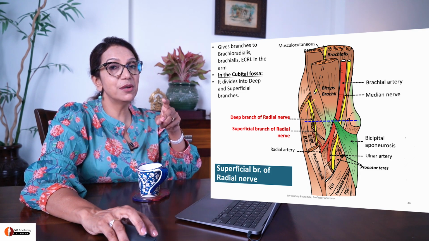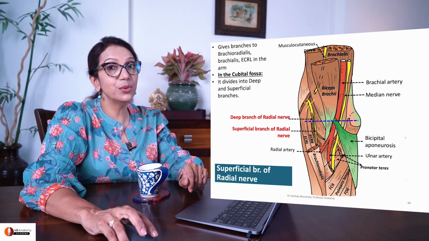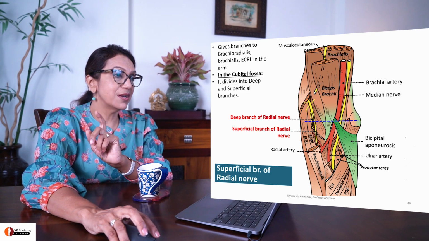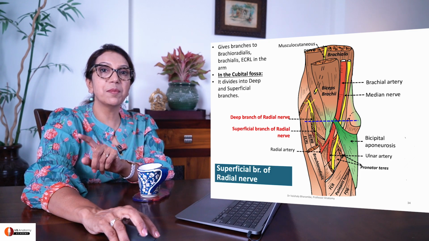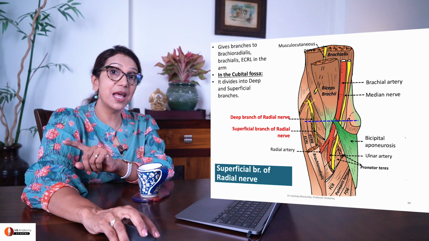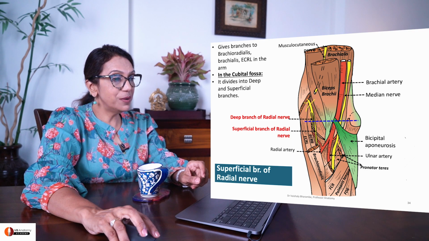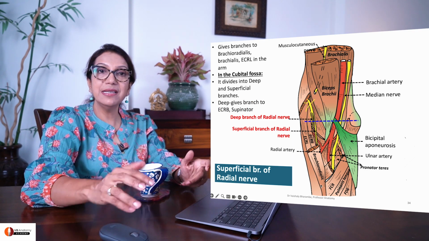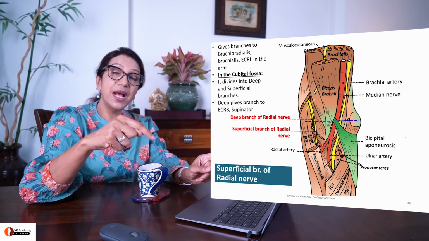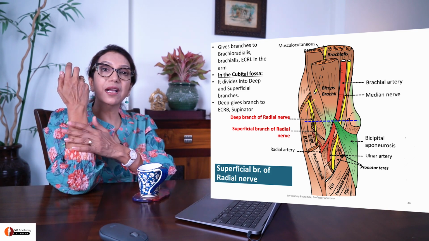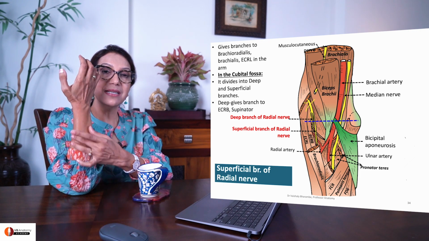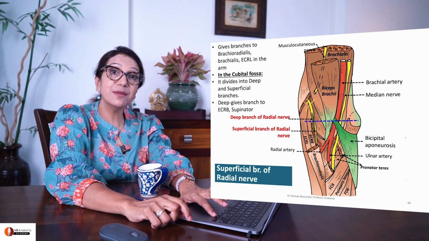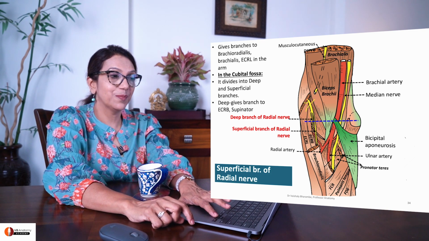Deep branch passes between two heads of supinator. What are the two heads? Deep and superficial. Before it passes through, it gives rise to a branch to extensor carpi radialis brevis, ECRB. The superficial branch descends downwards under the cover of brachioradialis. It's a cutaneous branch. The branch that has passed through supinator and come out on the extensor compartment supplies the muscles of the extensor compartment. Okay? It's called the posterior interosseous nerve now.